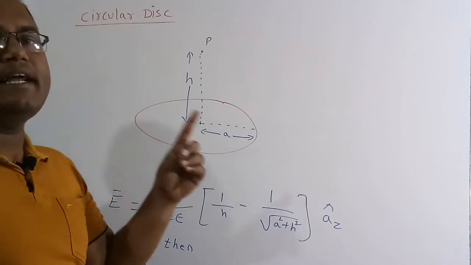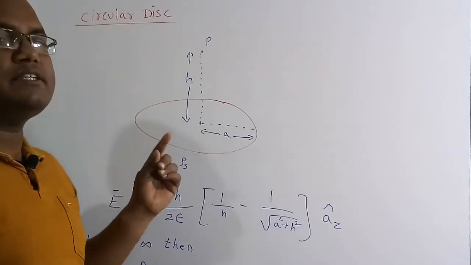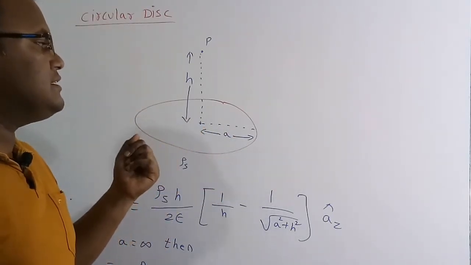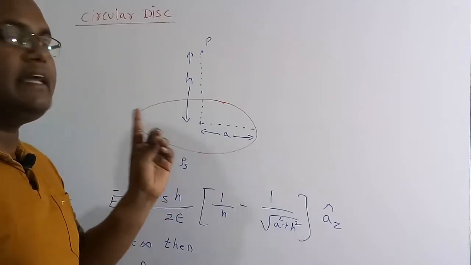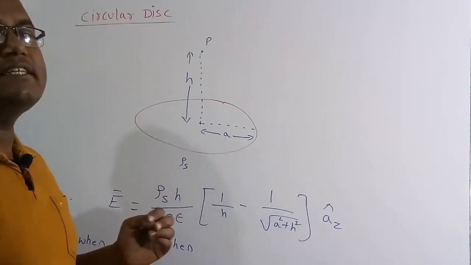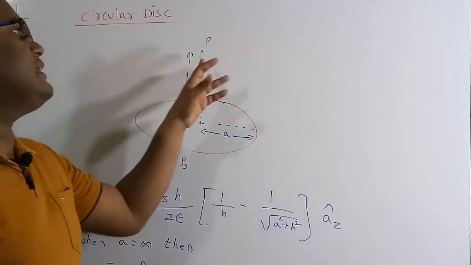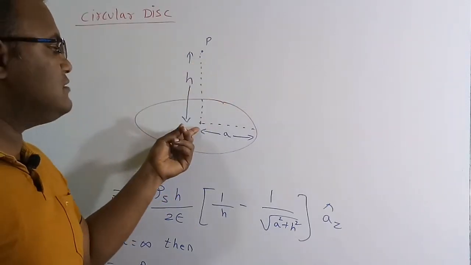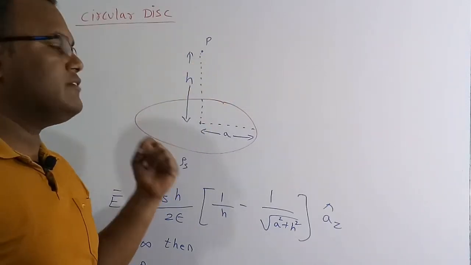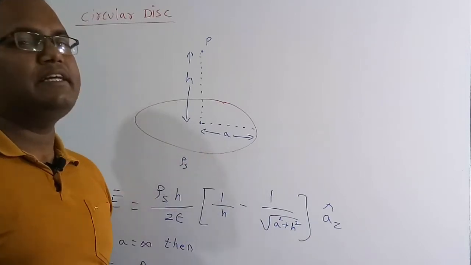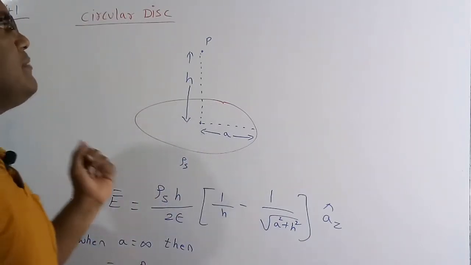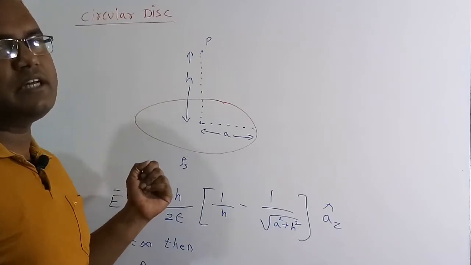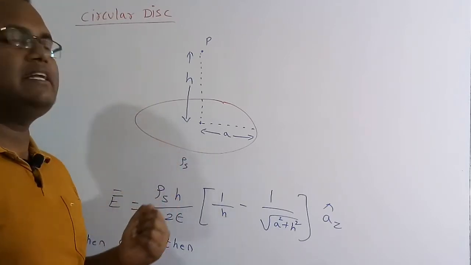Suppose this is a finite circular surface charge, or we can say a finite area circular disc. Then what is the net electric field at a point P which is at a distance of h from the center of the disc, where a is the radius of the disc and rho s is the surface charge density of this circular disc?